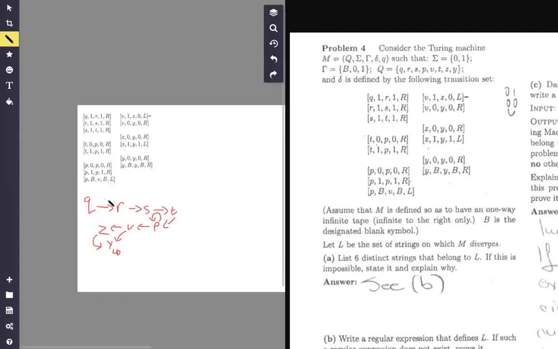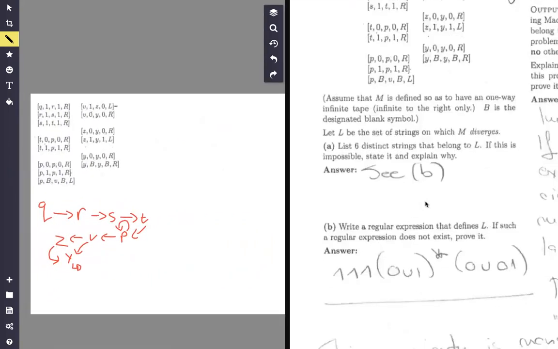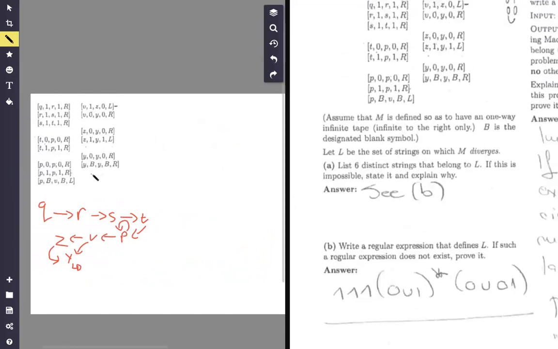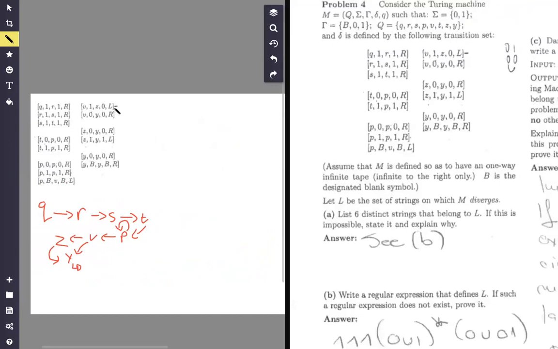Okay. Let's do this. I'm just gonna cheat to make sure I'm not wasting everybody's time. Oh, there are lefts. I see. Okay.